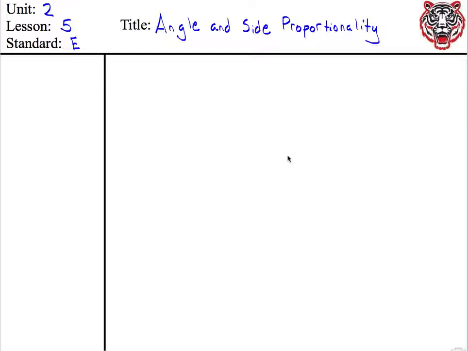All right, this is going to be Geometry, Unit 2, Lesson 5. We are on angle and side proportionality.